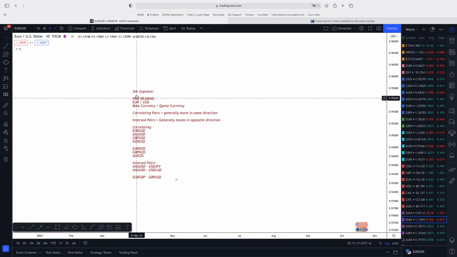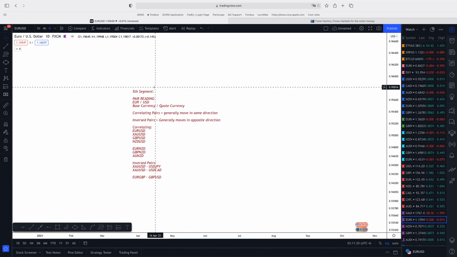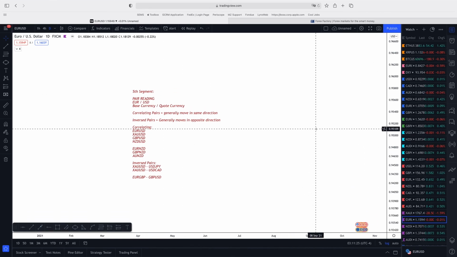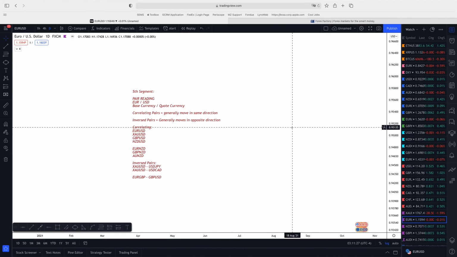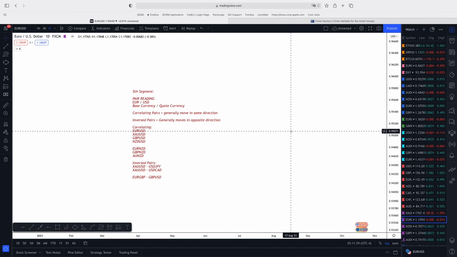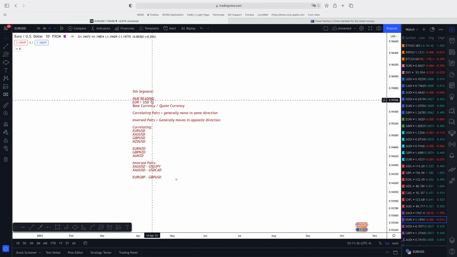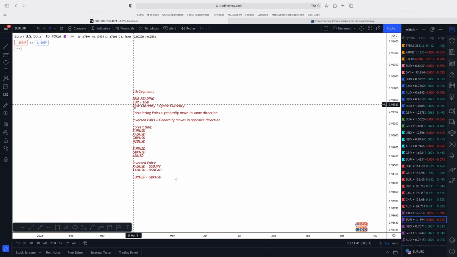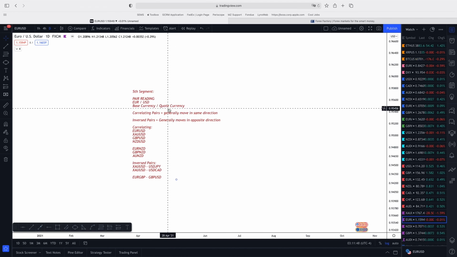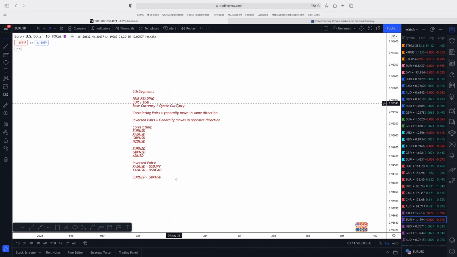Guys, we move over into our 5th segment, and our 5th segment is about reading the pairs. John, on my MetaTrader 4, on the signals channel, through the app, whatever the case is, there's so many different pairs. Like, how do they work? Well, guys, understand how to read the pairs. You're going to have a currency on the left, and you're going to have a currency on the right. The currency on the left is called your base currency, and the currency on the right is called your quote currency.